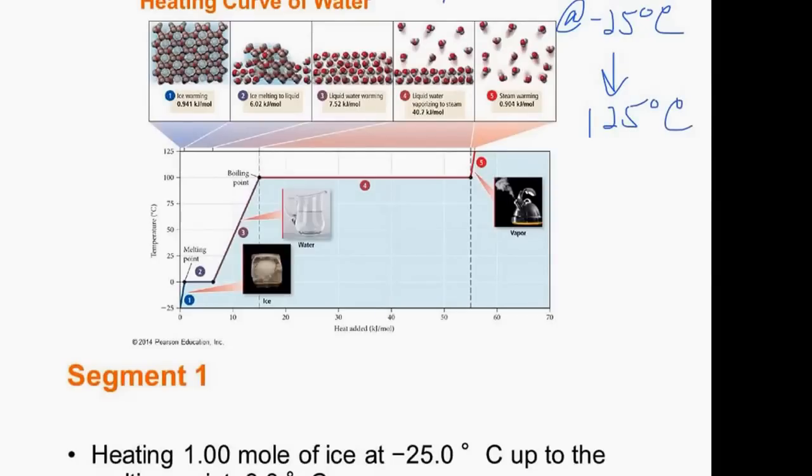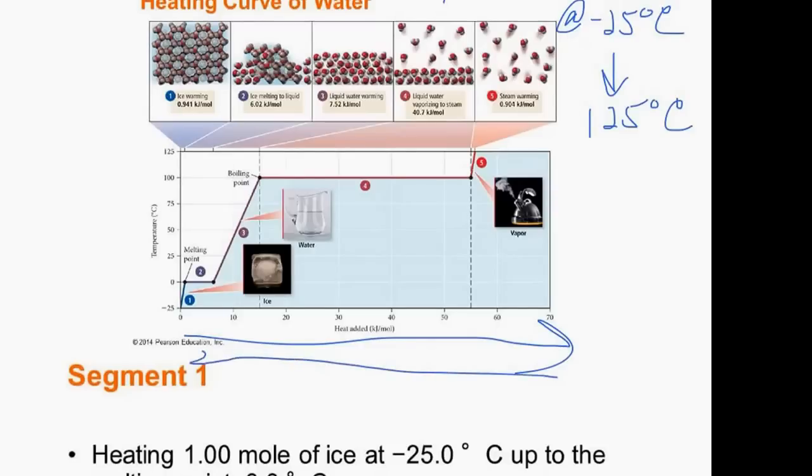So to go from minus 25 degrees C all the way up to 125 degrees C, we're going from ice to liquid to steam because we're going through 2 phase changes. Okay? So when we head in this direction, we're talking about a heating curve where we're actually adding heat. If we go in this direction, heat is being lost. And we can go either way. Just depends on what temperatures you're using and all that.